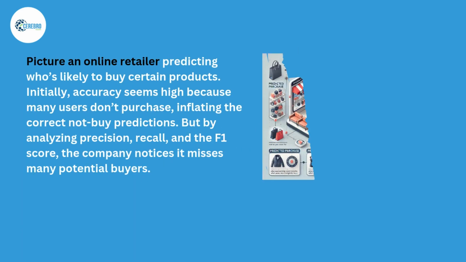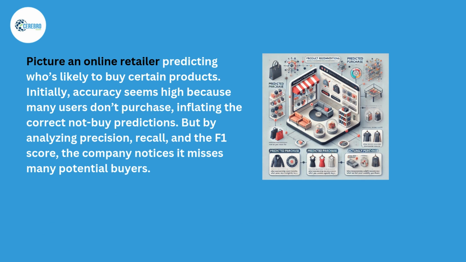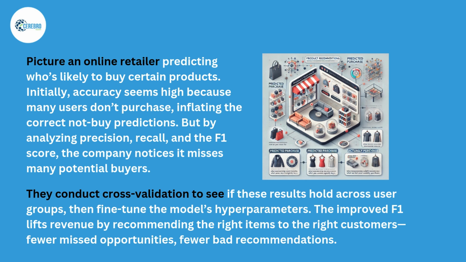Picture an online retailer predicting who's likely to buy certain products. Initially, accuracy seems high because many users don't purchase, inflating the correct not-buy predictions. But by analyzing precision, recall, and the F1 score, the company notices it misses many potential buyers. They conduct cross-validation to see if these results hold across user groups, then fine-tune the model's hyperparameters. The improved F1 lifts revenue by recommending the right items to the right customers. Fewer missed opportunities, fewer bad recommendations.